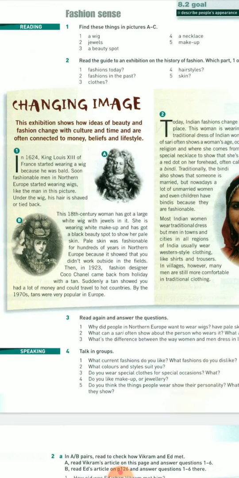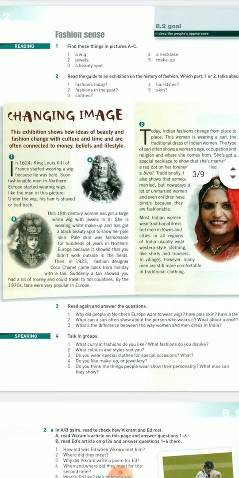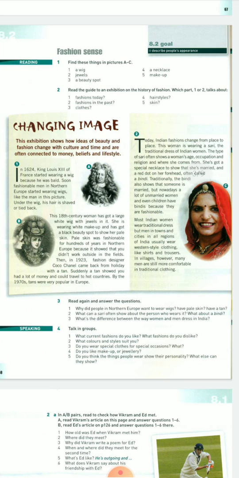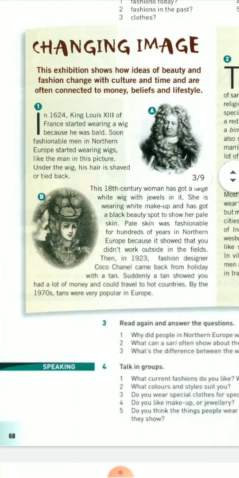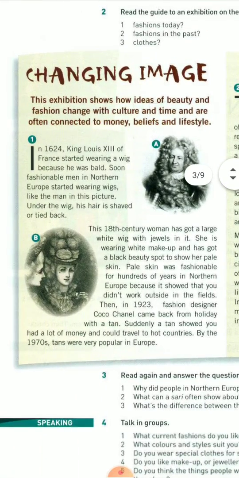Then read the guide to an exhibition on the history of fashion. Which part, 1 or 2, talks about fashions today, fashions in the past, clothes, hairstyles, and skin? So let's read the text together. It says Changing Image. This exhibition shows how ideas of beauty and fashion change with culture and time and are often connected to money, beliefs, and lifestyle. Because that's the way it is. Everything is connected to money, beliefs, and lifestyle.